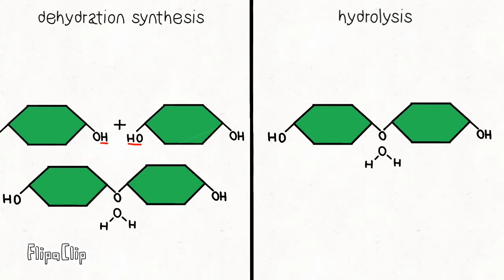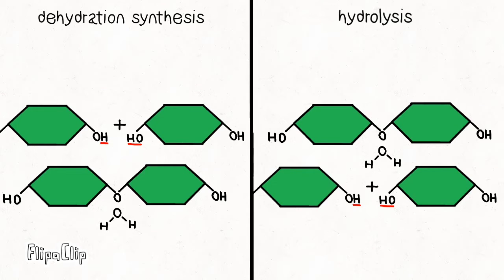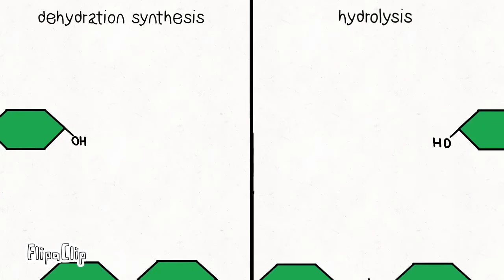The covalent bonds connecting monomers in a polymer are disassembled by hydrolysis, a reaction that is effectively the reverse of dehydration. In hydrolysis, bonds are broken by the addition of water molecules. A hydrogen atom attaches to one monomer, and a hydroxyl group attaches to the adjacent monomer. Hydrolysis is catabolic, meaning it reduces complexity, and is exergonic because it releases energy.